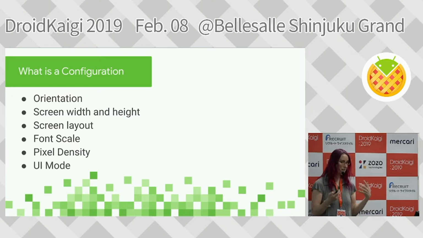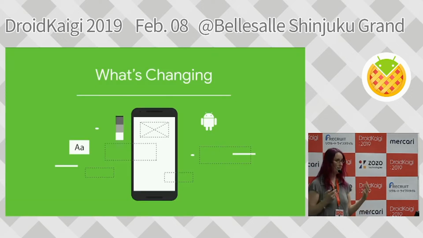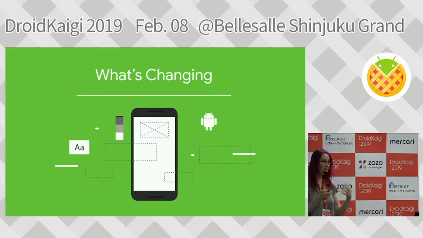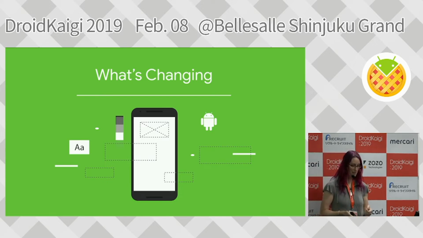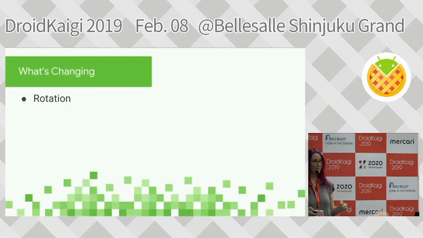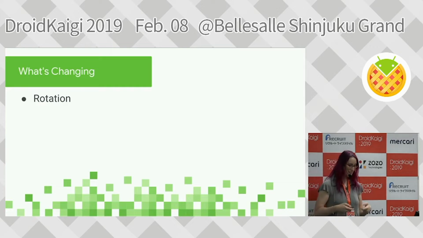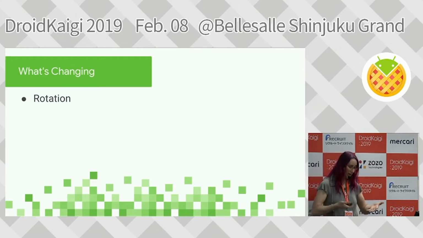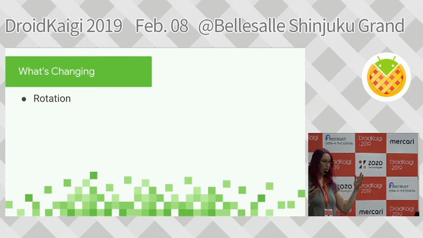But let's talk about what causes a configuration change and what things change when that happens. So the obvious one is rotation. It's very common, which is why people think about it. The orientation obviously changes, but also the screen size changes, because what used to be the height of the screen is now the width, and what was the width is now the height.